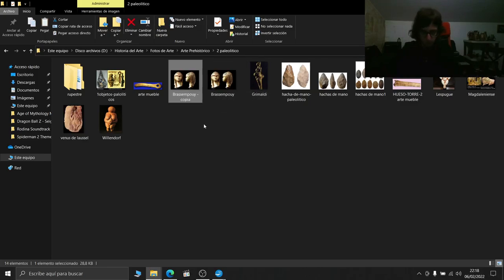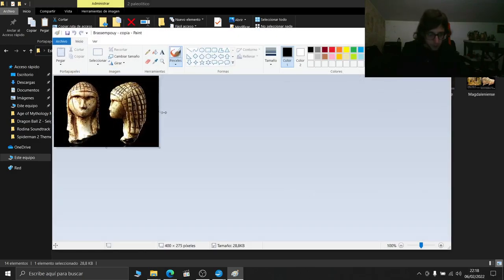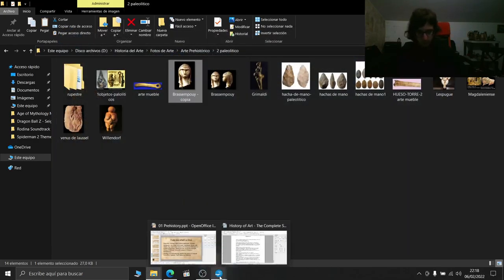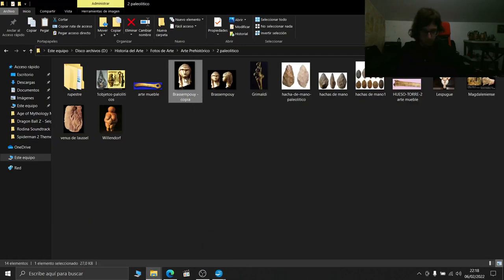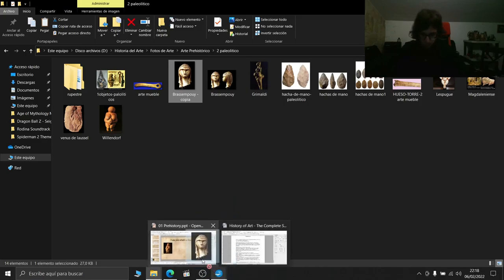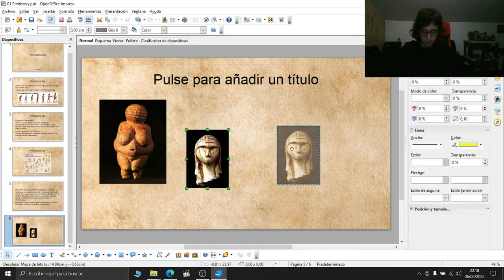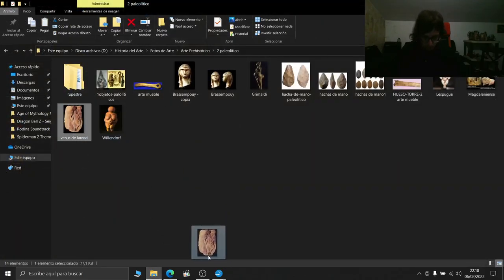This one I'm going to copy, paste and edit because it is too big. I want to cut this part. Brassempouy, and let's see what Venus of Laussel. That one is the relief. I'm going to put this one.